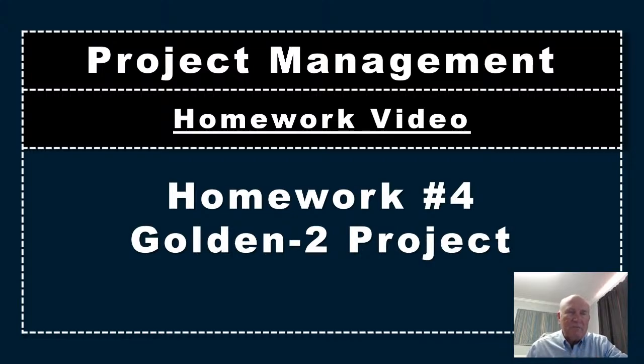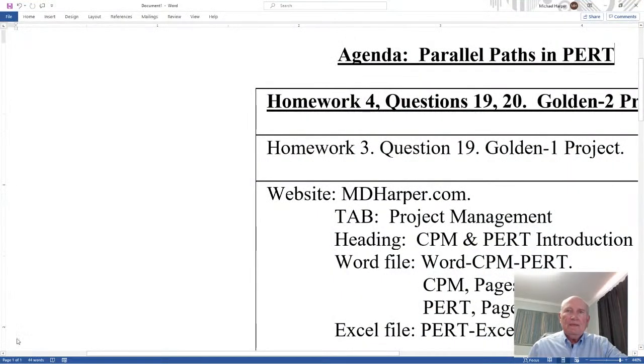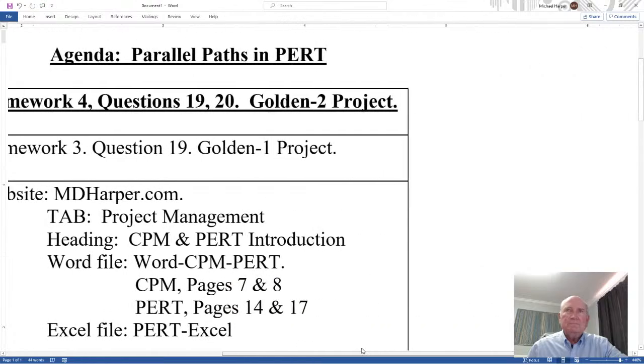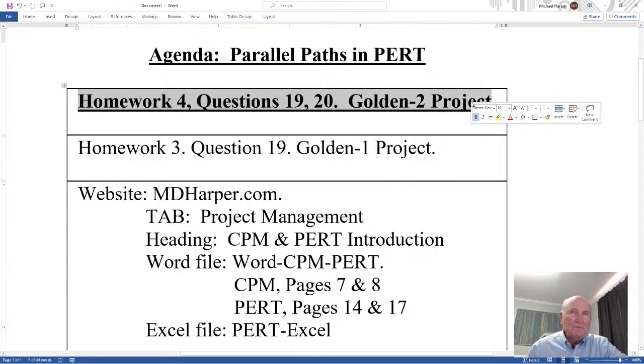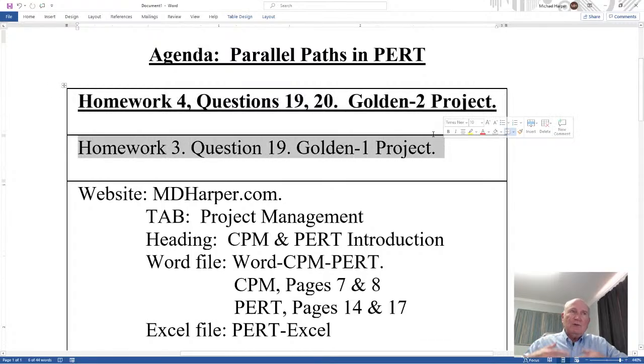So first, let's bring up an agenda. In this agenda, I have parallel paths in PERT. I'll be talking about homework number 4, questions 19 and 20, the Golden2 Project. And that's really a modification of homework 3, question 19, the Golden1 Project. So it's a modification and an extension.